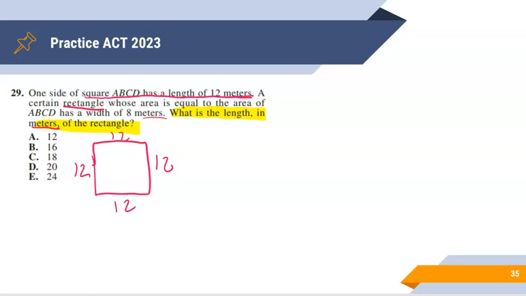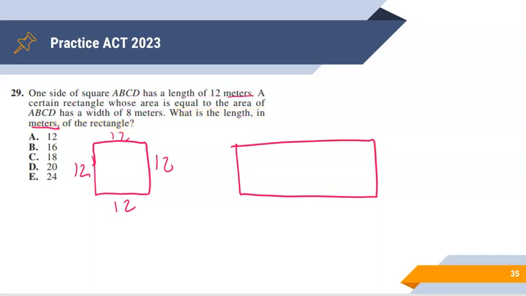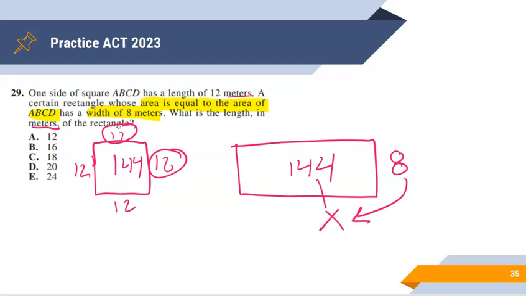And then we have a rectangle whose area is equal to the area of the square and has a width of 8. So I know that this side is 8, which is nice. Well, the area here, 12 times 12, is 144. So the area over here must be 144. So 8 times what would give us 144? Quick bit on your calculator will tell us it's C, right? 8 times 18 gives us 144.